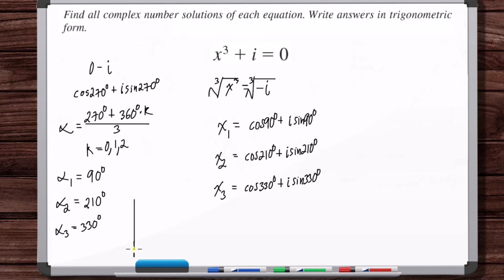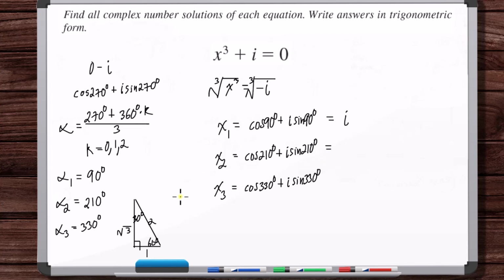So we can convert these to rectangular. We can use the 30, 60, 90 triangle again. Usually you won't be able to use a reference triangle like this, but we do this to make it simpler. So 1, root 3, 2. So, okay. With 90 degrees, you've got cosine 90 is 0, sine 90 is 1. So this is just going to be I.